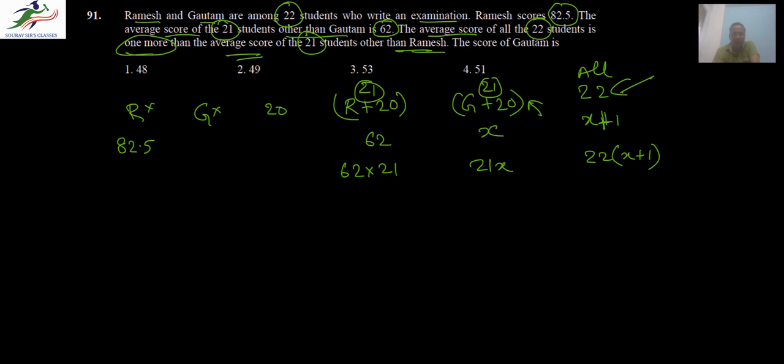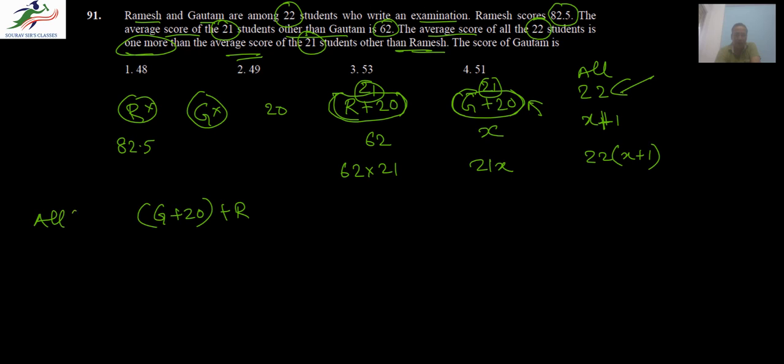Now we can see that 22 students would mean Ramesh plus 20 students plus Gautam, or Gautam plus 20 students plus Ramesh. So we will take the cases one by one. So Gautam plus 20 students plus Ramesh makes all 22 students. So all 22 students, the total was 22 into x plus 1. So this total is equal to the total marks of the 21 students, which includes Ganesh and 20 others.